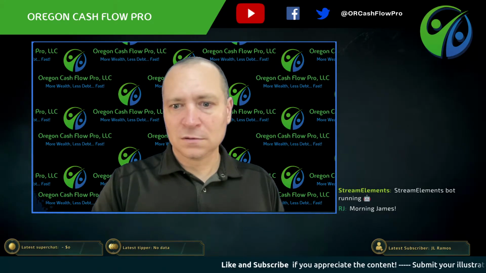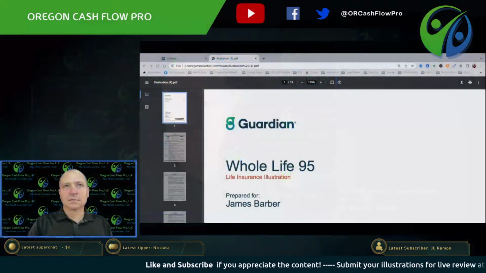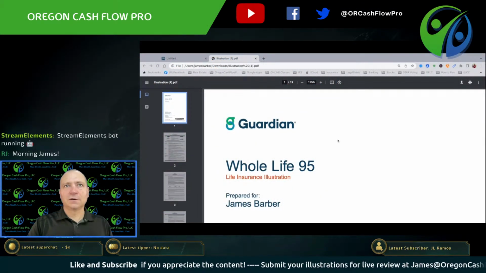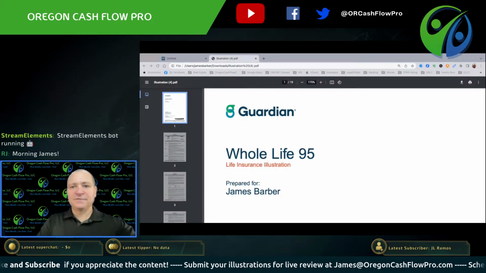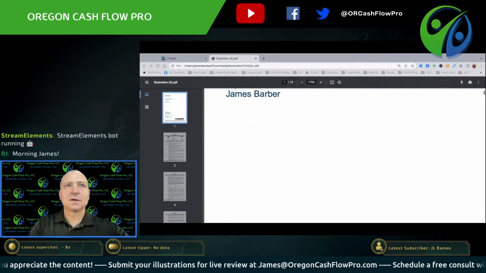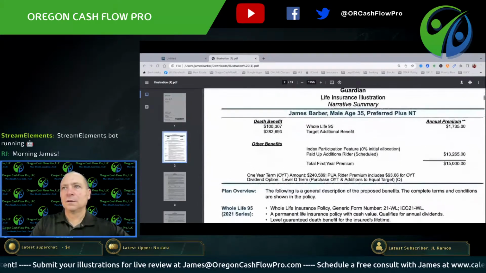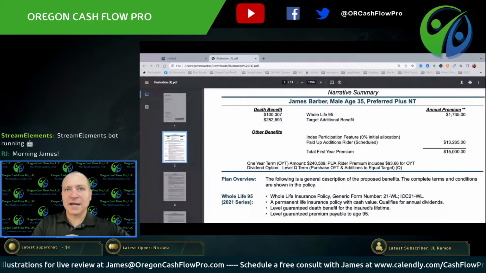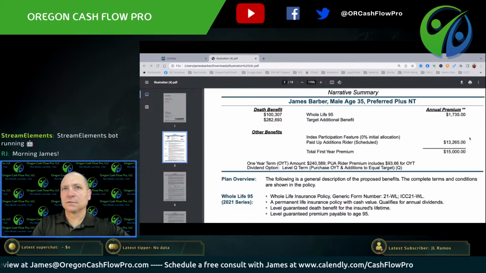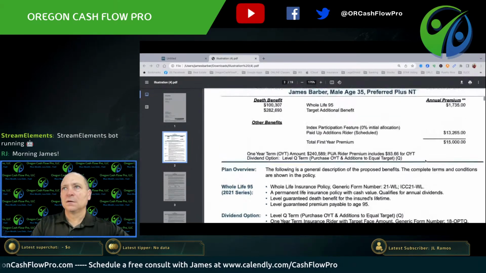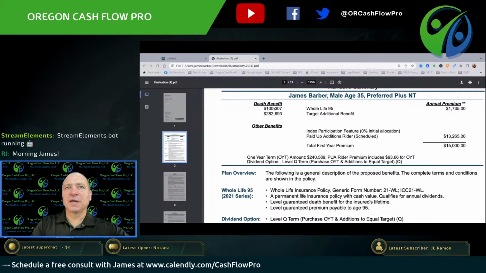And let me share my screen. Here we go. So we've got the L95 here. This is your normal 90-10 design. Here's the base death benefit. This is the additional target. This is annual renewable term.